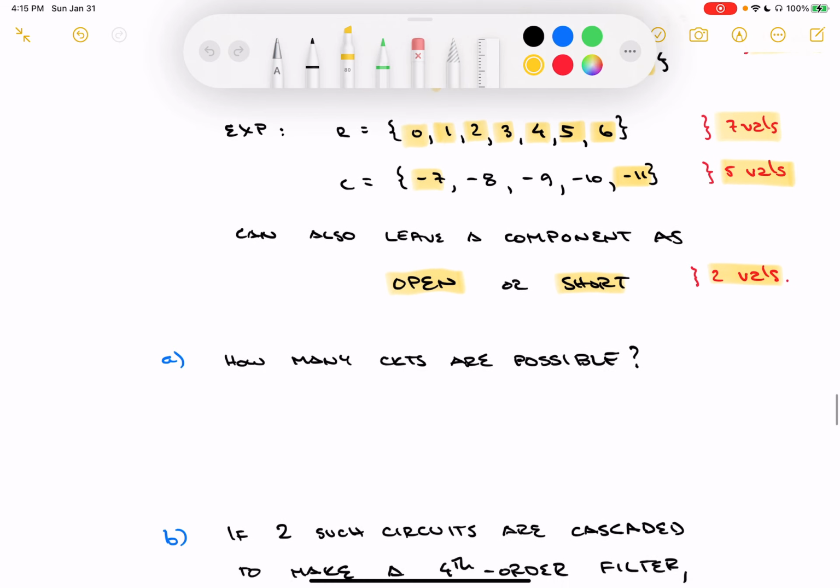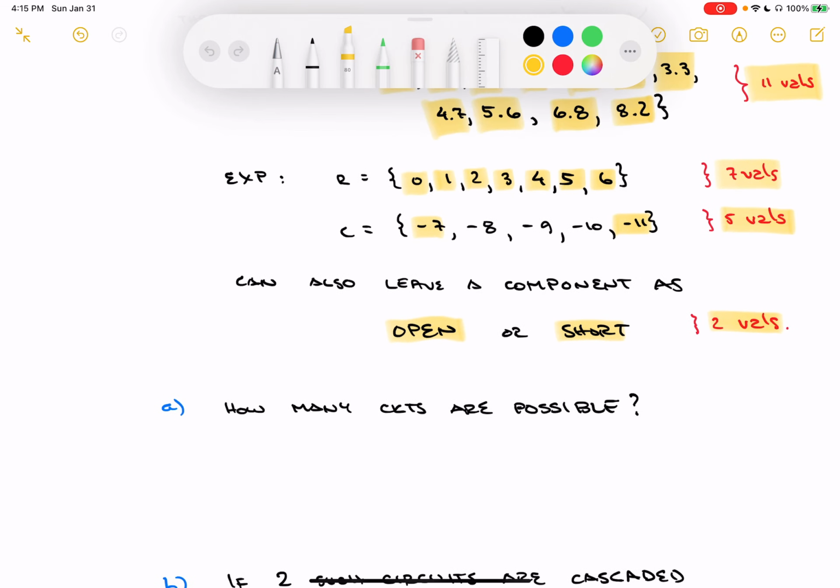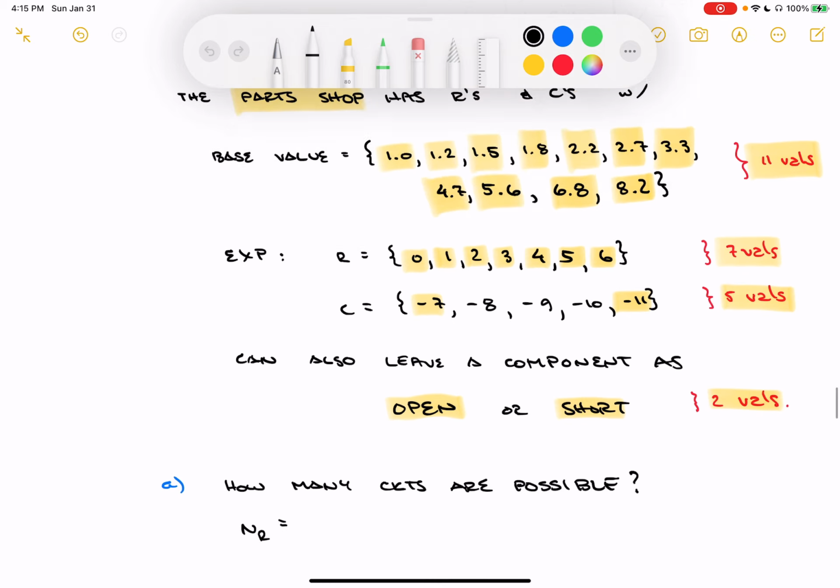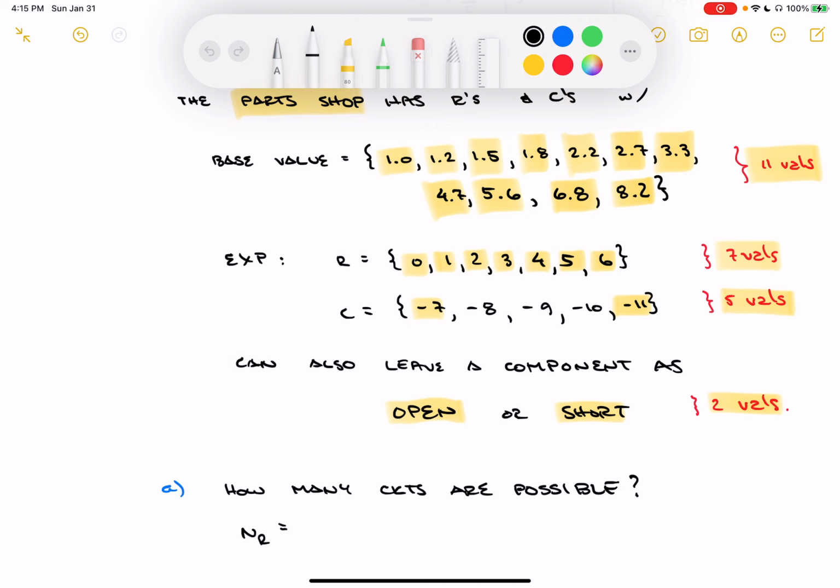And what I'd like to know is how many different circuits are possible for this second order Sallen-Key circuit. Well, if I look at the number of resistors that I would have, I know that there are what? If I take a look at this and count it, I actually think I made a mistake in my counting here. So let's recount this again.